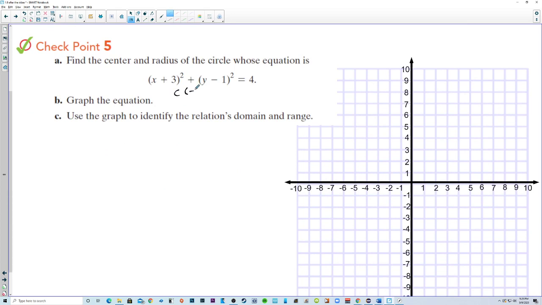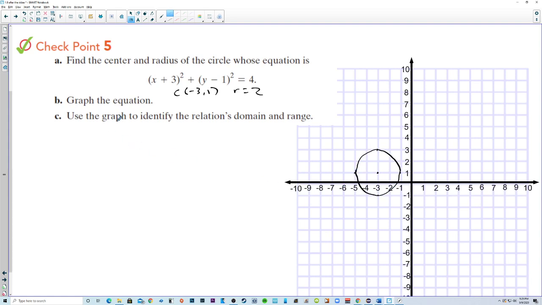Find the center and radius of the circle whose equation is, well, this. So the center is -3, 1 with a radius of 2. So -3, 1 with a radius of 2. So here's all the way around. And we'll try to draw a circle with this tablet. That's not going too bad. And got it right there.